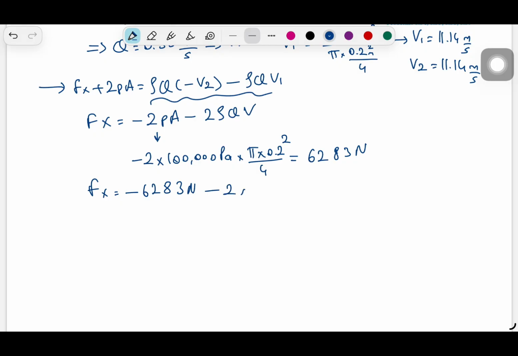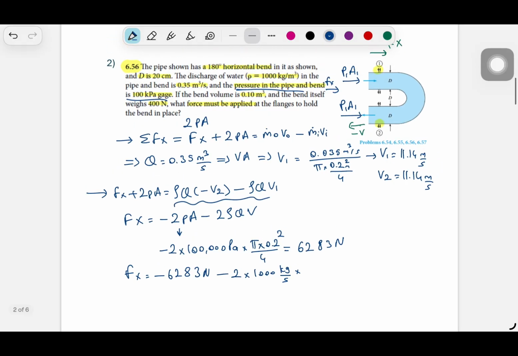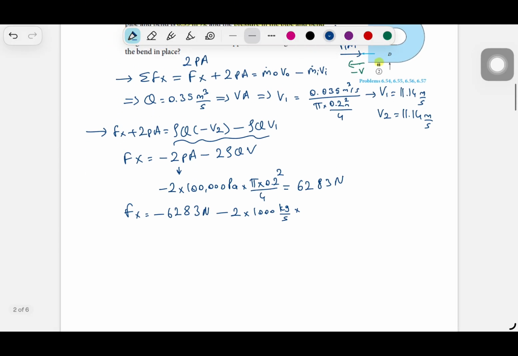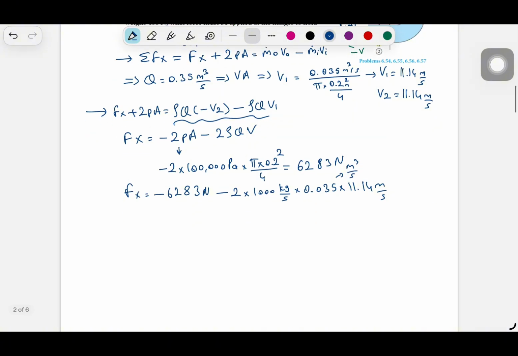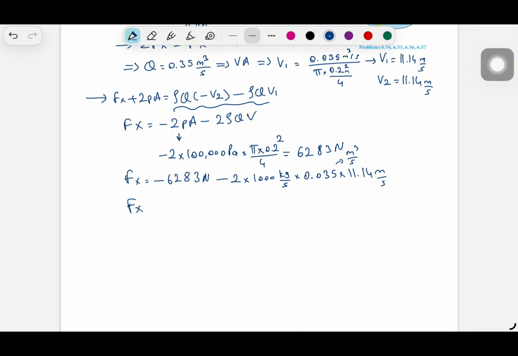So we have 1,000 kilogram per cubic meter, which is the density. We have flow rate, which is given as 0.035 times the velocity 11.14 meter per second. And this is cubic meter per second. So from here, we will get Fx as minus 14.1 kilonewton.